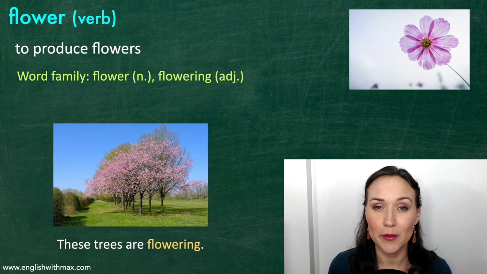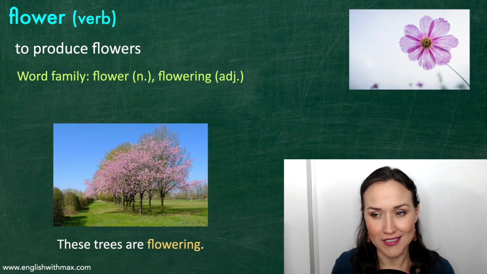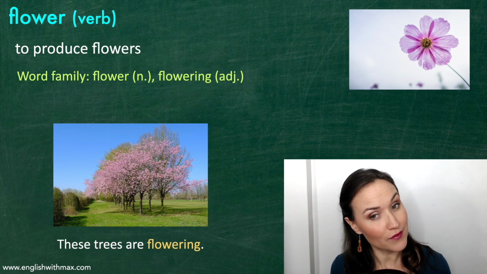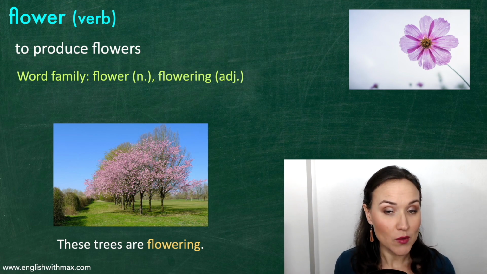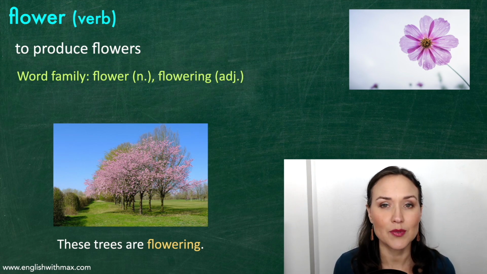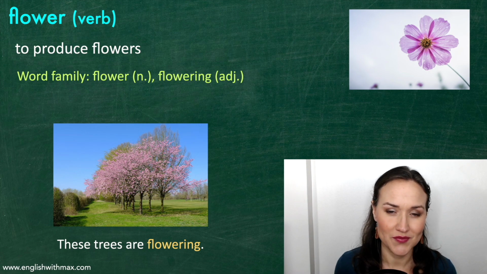Next we have the verb flower. I'm sure you know the noun. It's what you can see in the picture there. But a lot of people don't know that it's also a verb. To flower means to produce flowers. It's something that plants or trees do.